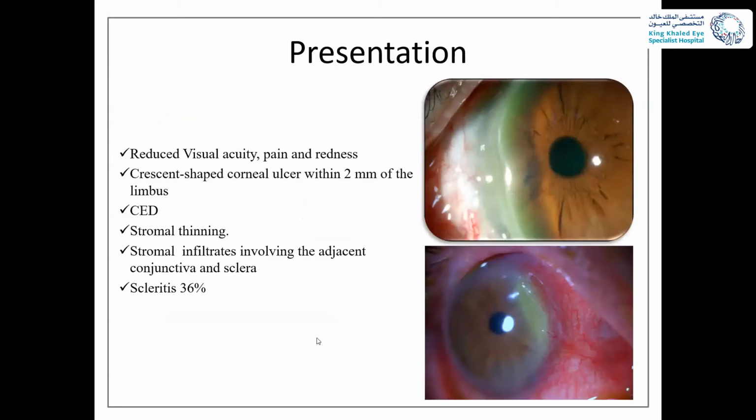Now, the presentation is very variable, and this depends on the etiology. Most patients present with visual acuity reduction. They present with variable degrees of pain and redness. The classical teaching presentation is a crescentic shaped corneal ulcer. It is crescentic because it takes the configuration of the limbus. It occurs within 2 millimeters of the limbus, which is the area that is dependent on the supply of the peripheral blood vessels.